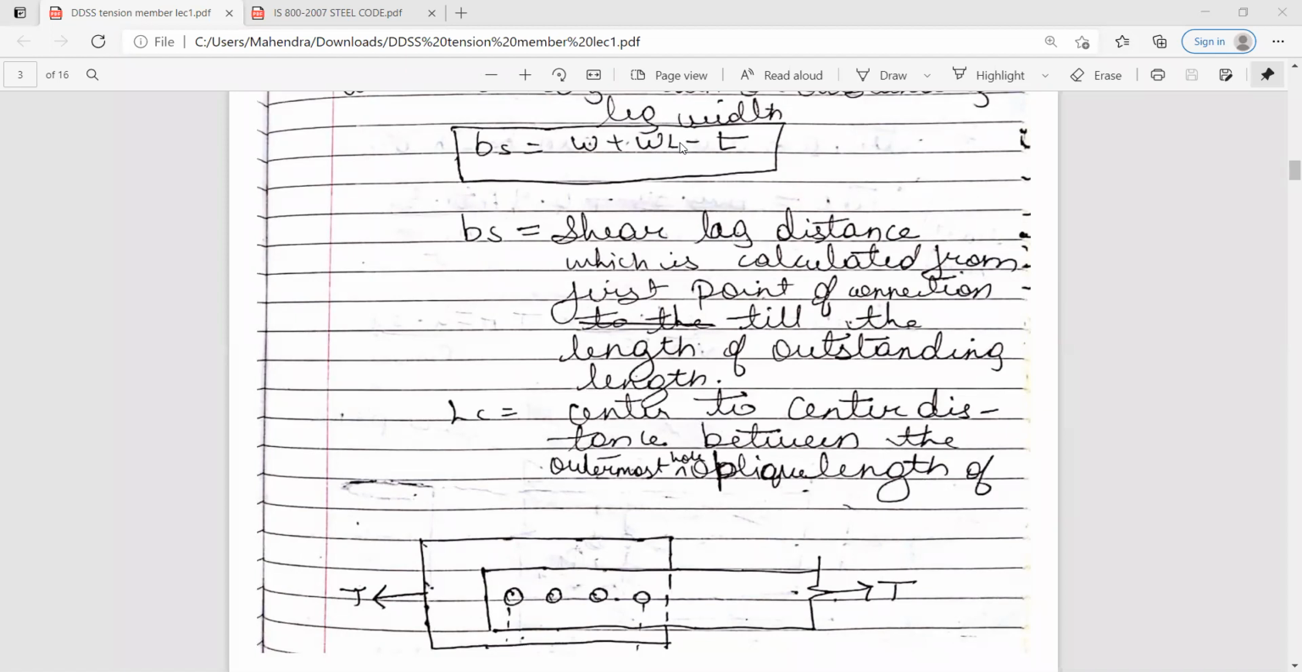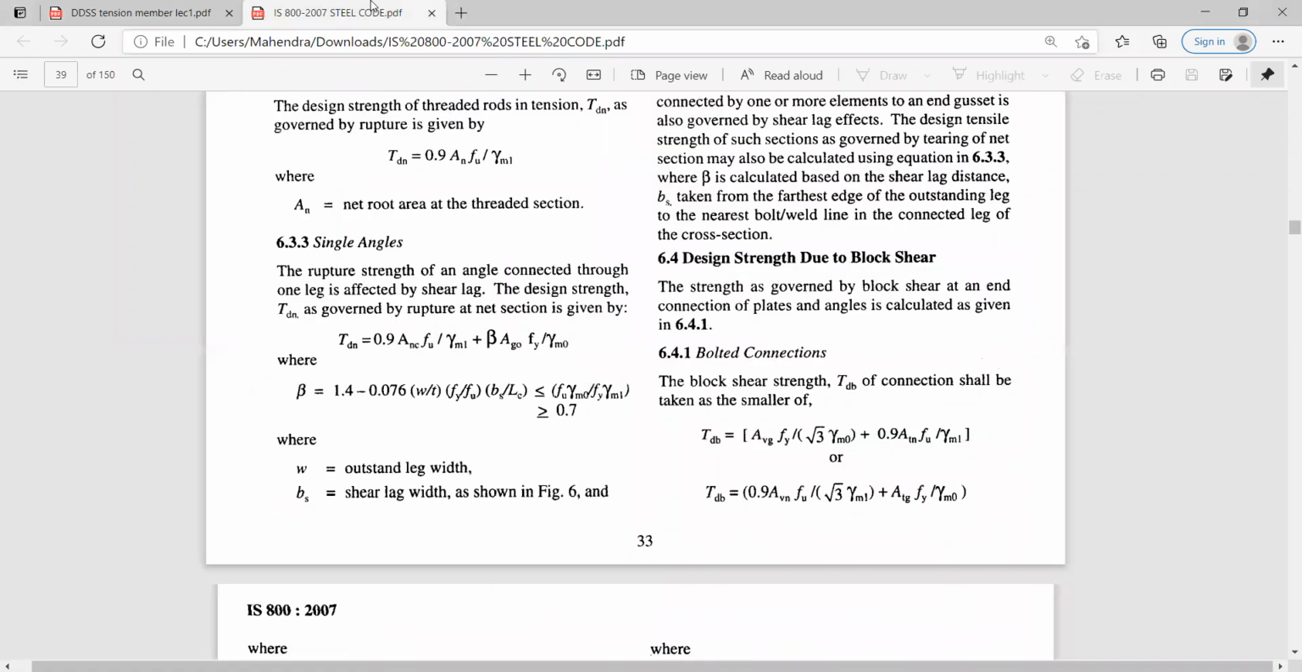Okay, completed. Yes, Ibrahim, done. Whenever you come for the lecture, refer to your IS code. You have to refer to your IS code each and every time. Okay.